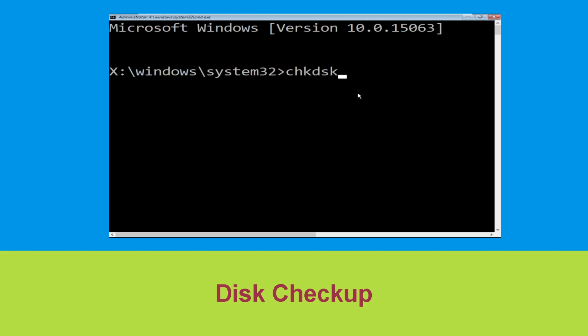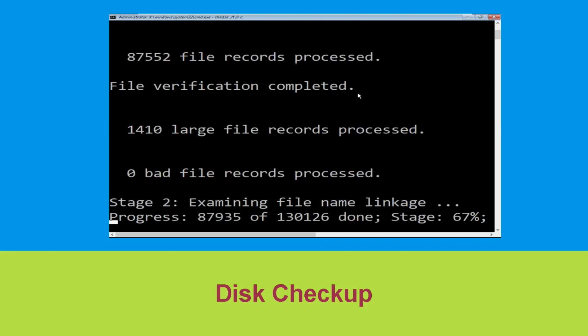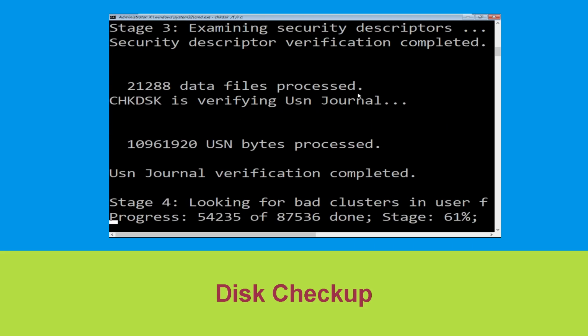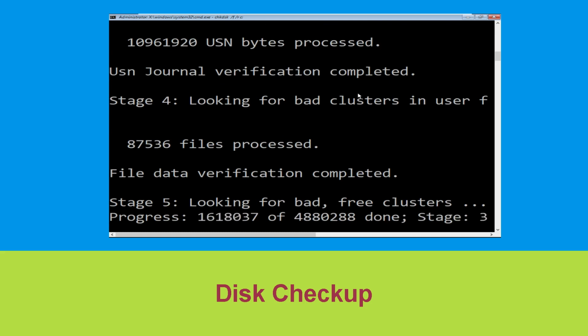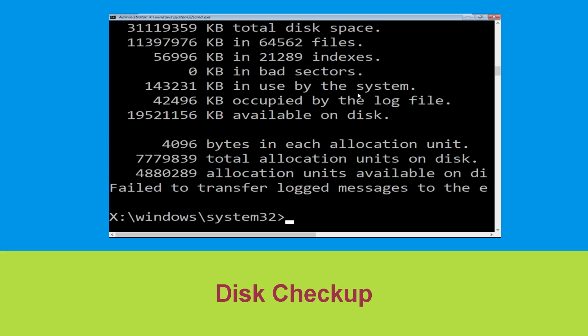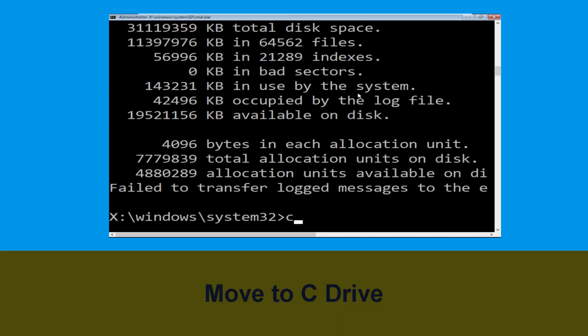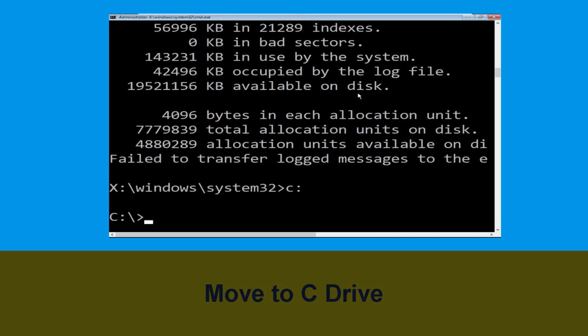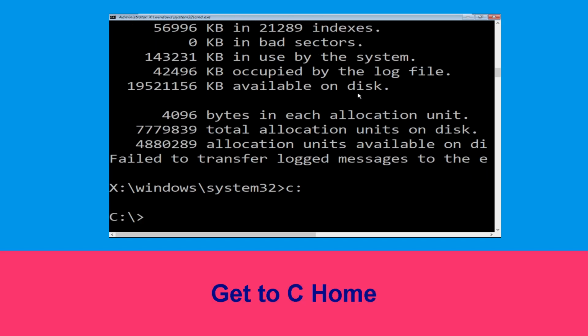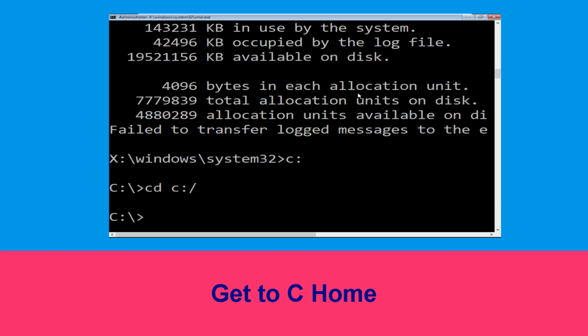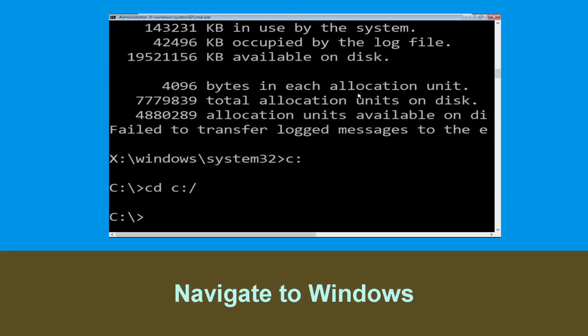Type chkdsk /f /r /c: and hit enter to execute this command. Now type c: and hit enter. Now type cd space c: and hit enter to execute the command.